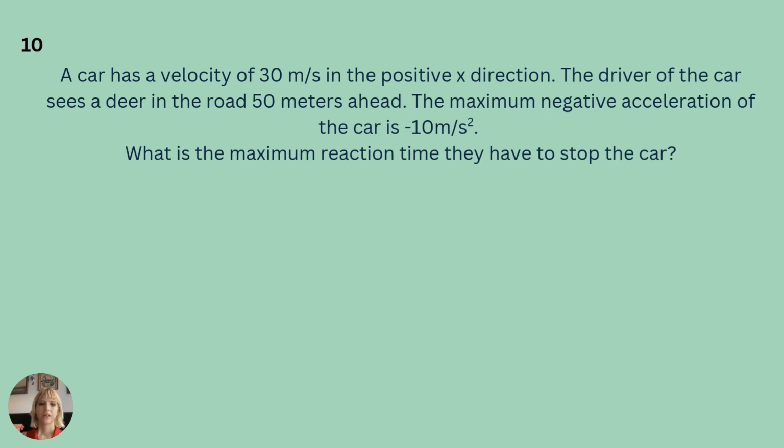Okay, this is our last velocity acceleration example, and it is a car has a velocity of 30 meters per second in the positive x direction. The driver of a car sees a deer in the road 50 meters ahead. The maximum negative acceleration of the car is negative 10 meters per second squared. What is the maximum reaction time they have to stop the car? The time is going to be 0.167 seconds.